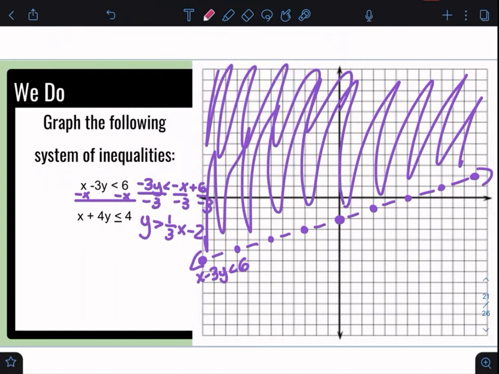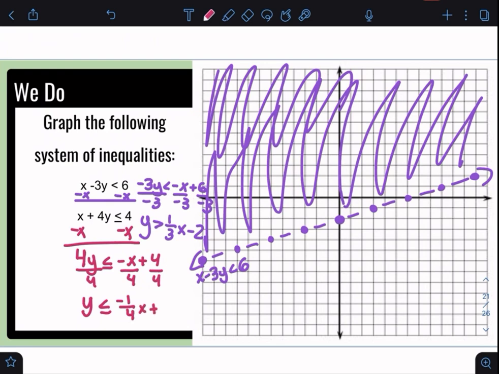We need to make it y equals, so subtract this x from both sides. I'll have 4y is less than or equal to negative x plus 4. Divide by 4. I'll have y is less than or equal to negative 1 over 4x plus 1.